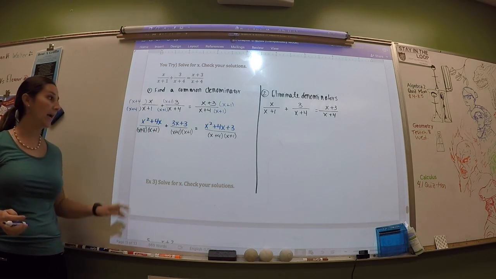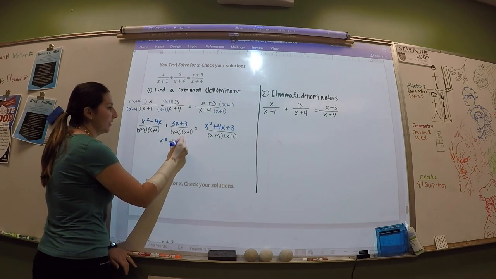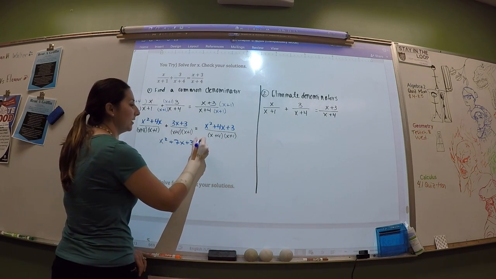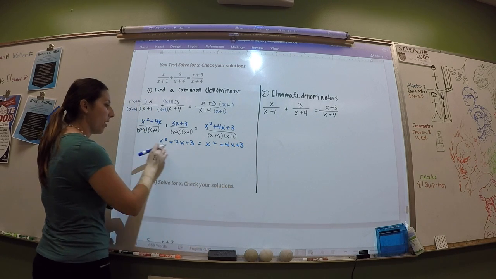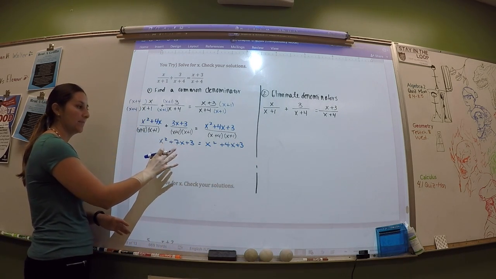All right, so then at this point, you would combine your numerators. So that gives me x squared plus 7x plus 3. And then you would put that over your common denominator. And this would be equal to this guy over your common denominator. So you can get rid of the denominators and you're left with this.